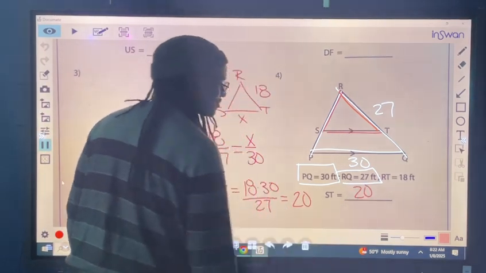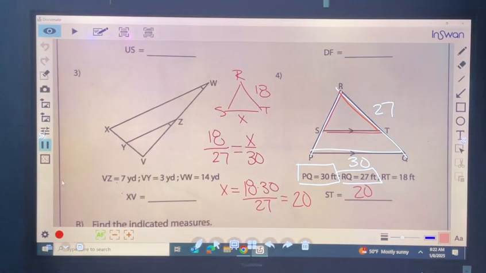What did you do? 27 divided by 9 is 3, right? And 30 divided by 3 is 10, right? So 18 divided by 9 is 2, and 2 multiplied by 10 is 20.